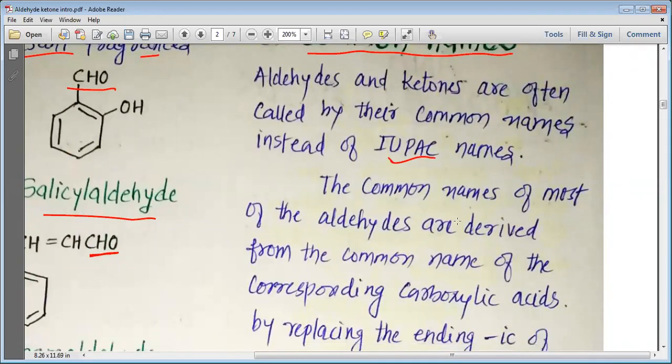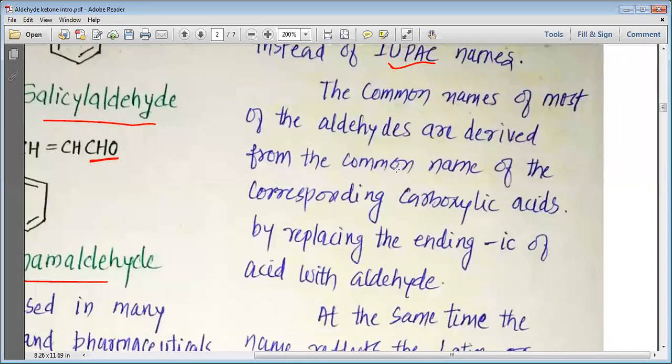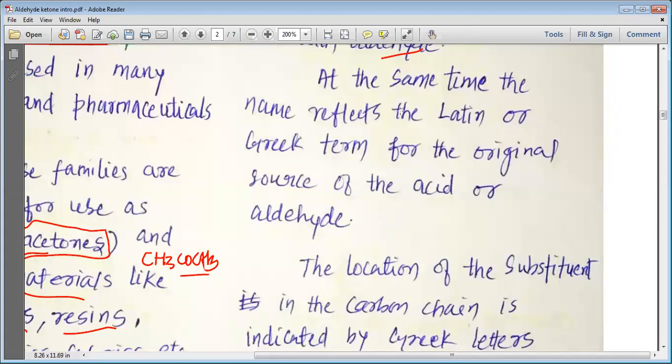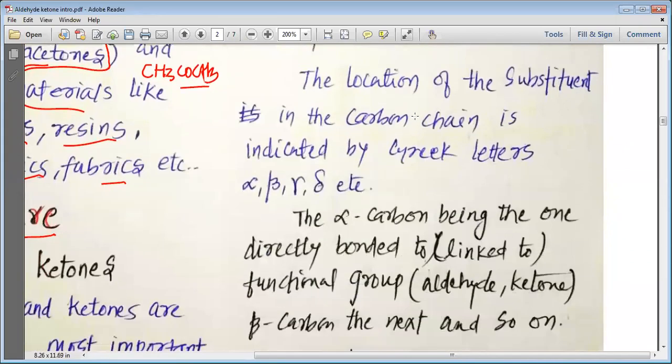The common name of most of the aldehydes is derived from the common name of the corresponding carboxylic acid by replacing the ending "ic" of the acid with aldehyde. So let us study the same. At the same time, the name reflects the Latin or Greek term for the origin or the source of the compound, or the source of the acid or aldehyde. So common names are generally given from their origins or the source.